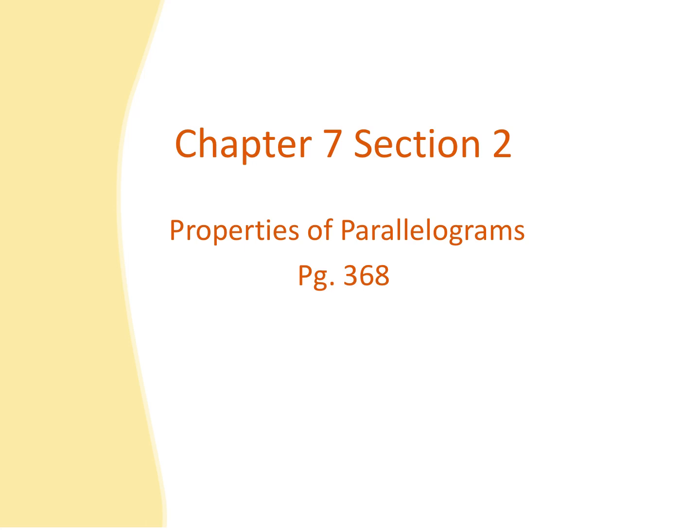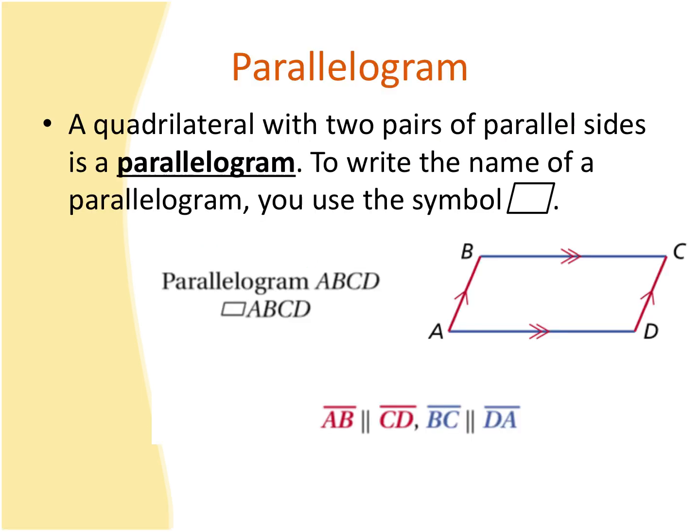Today we're going to cover Chapter 7, Section 2. Today we're going to be covering properties of parallelograms. So the first thing we're going to do is define what a parallelogram is. And a parallelogram is a quadrilateral with two pairs of parallel sides. That's what makes the quadrilateral a parallelogram.